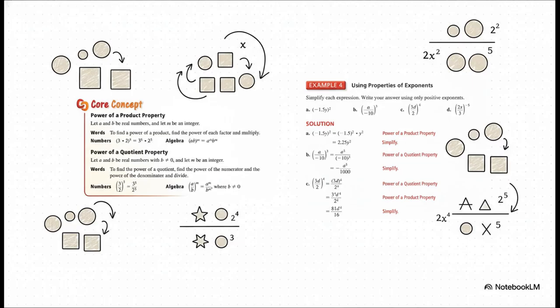First, the power of a product. If you have a bunch of things multiplied inside parentheses, and that whole thing is raised to a power, that exponent on the outside gets applied to every single piece on the inside. It kind of distributes itself. And the exact same logic works for the power of a quotient. If you've got a fraction raised to a power, that exponent goes to both the top and the bottom. It's a really consistent rule that helps simplify things a lot.